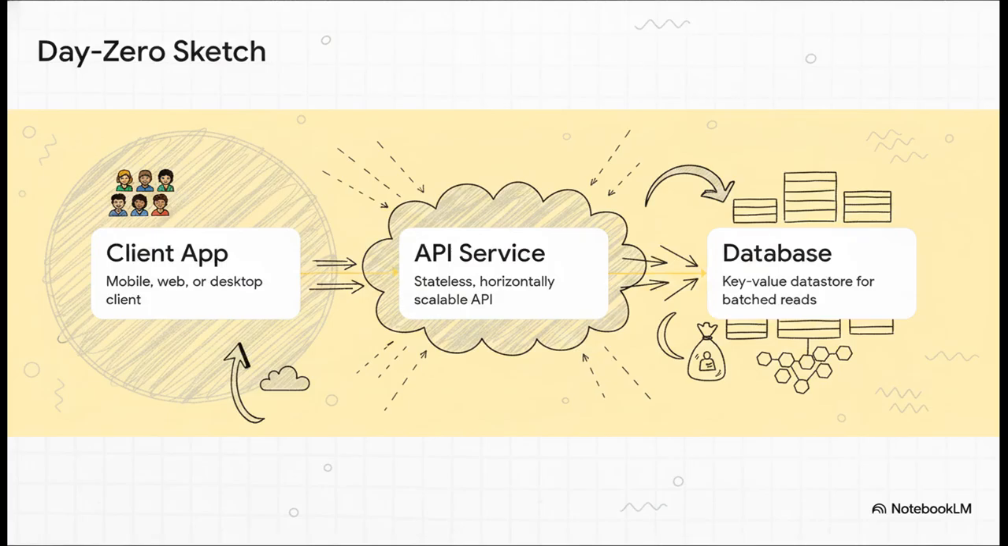So picture our sketch here. It's the classic three-box diagram. Clients talk to a stateless API service, which then talks to a key-value database. Pretty standard, right? But the devil is always in the details.